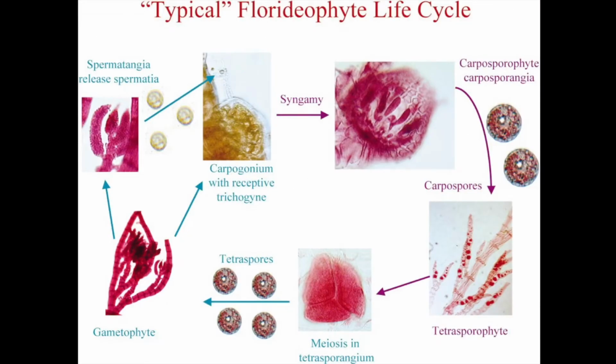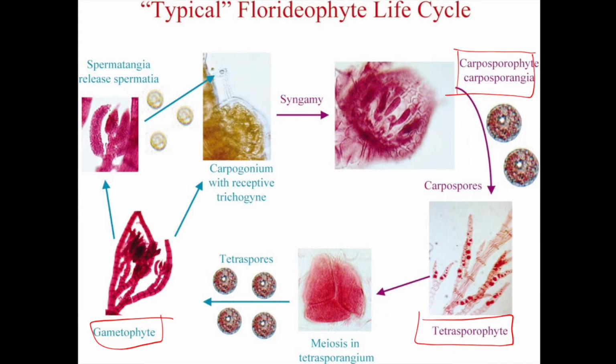So, madami siyang komplikasyon. So, ganito yung kanyang itsura sa totoong buhay. Ayan, ganyan siya. Ito yung typical life cycle of a Florideophyte or a red algae. So, you have a gametophyte. You have a carposporophyte. You have a tetrasporophyte. Hanapin nyo lang yung tatlong yon kasi nga triphasic.